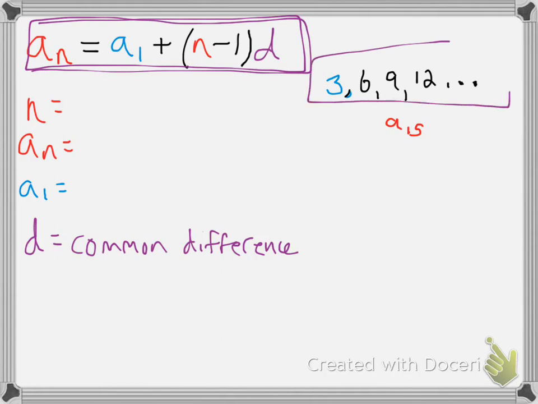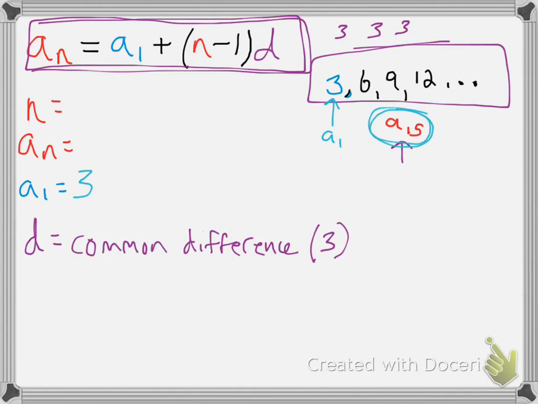So if I have this sequence over here, and I want to find the 15th term, I need to first figure out if it is arithmetic. So let's see, 6 minus 3 is 3, 9 minus 6 is 3, 12 minus 9 is 3. My common difference is 3. It's going up by 3 every time. The first term in this lovely sequence is 3. See, first term right there. And we want to know the amount of the 15th term.